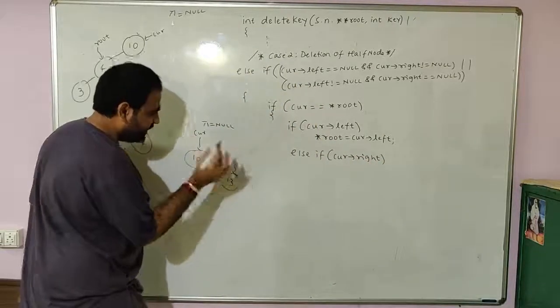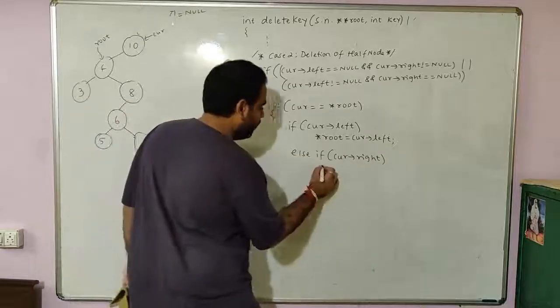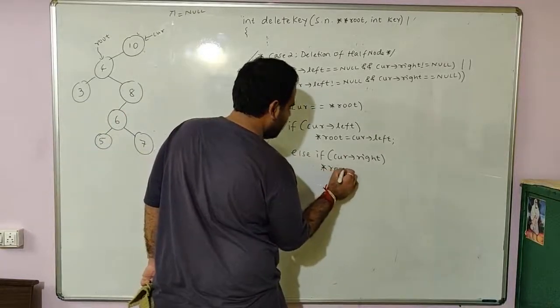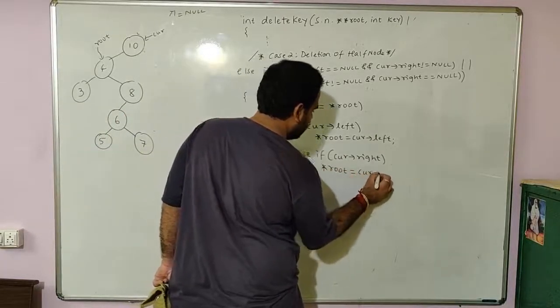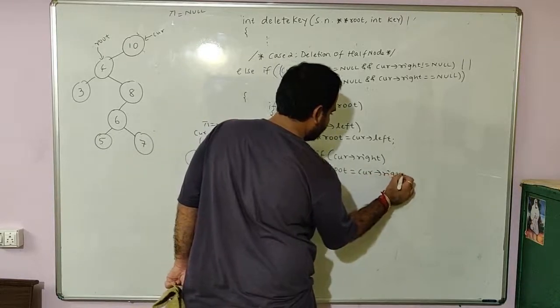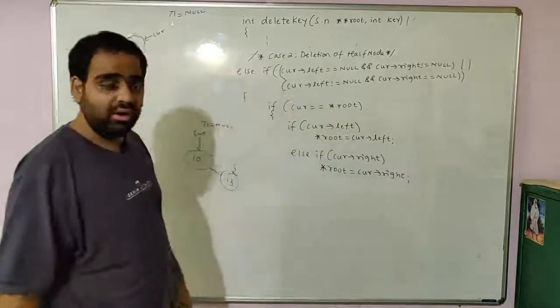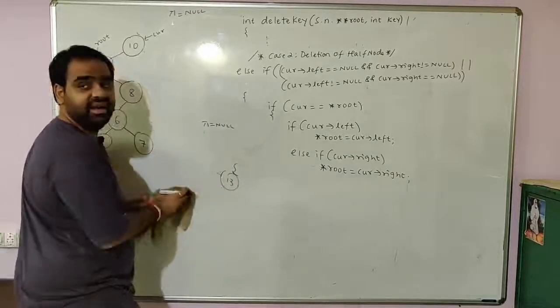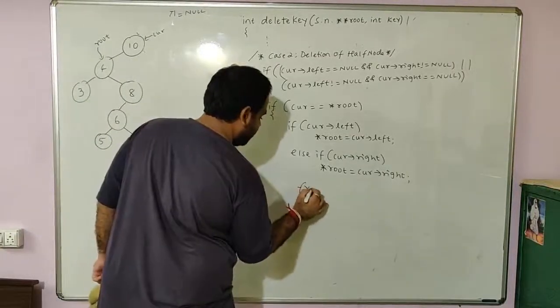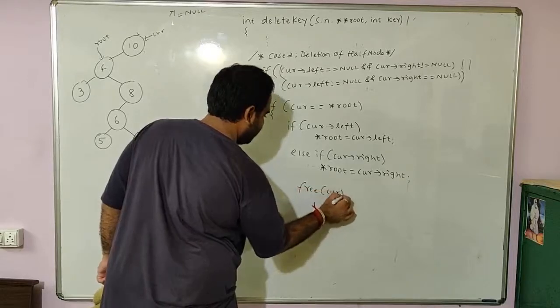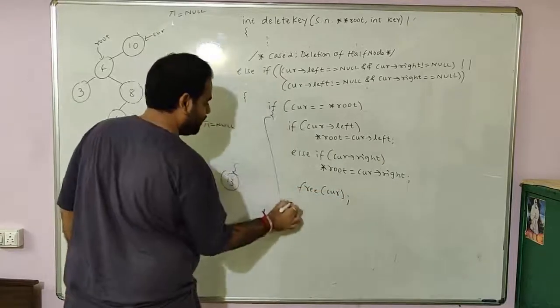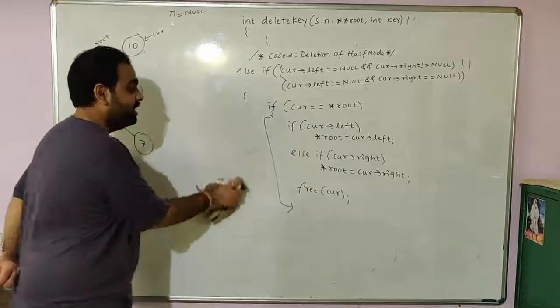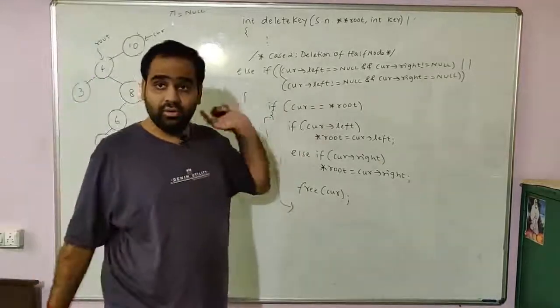Therefore, this is where the root should come to. And what do we write? We say *root is equal to current->right, and this current we no longer need it. Hence, what do we say? We say free(current). This is the deletion of the half node with respect to root.